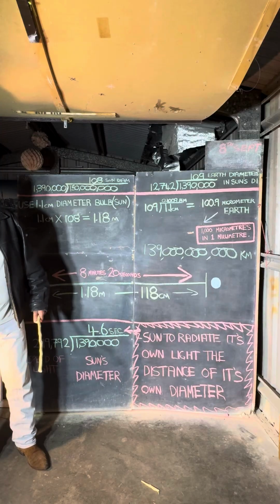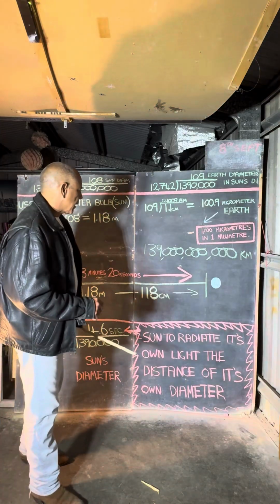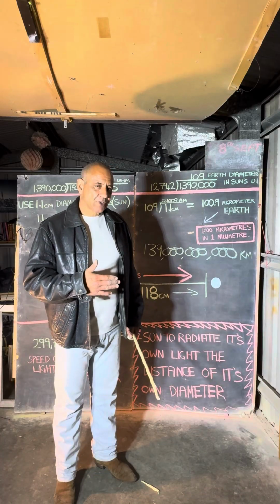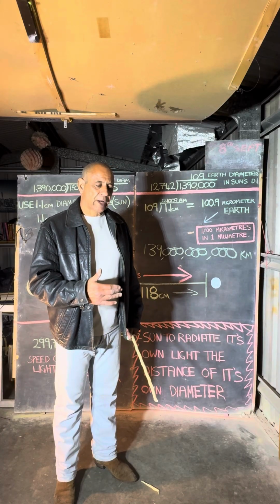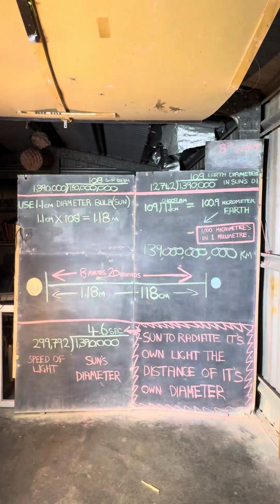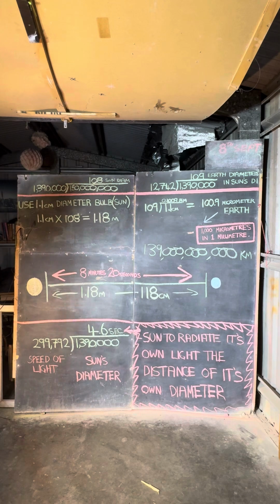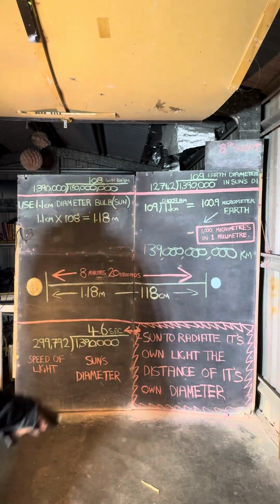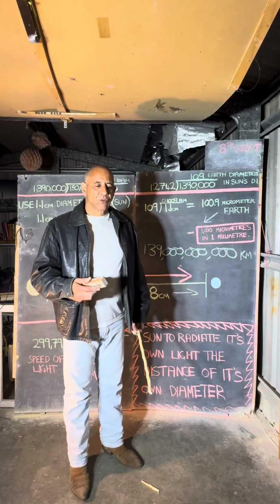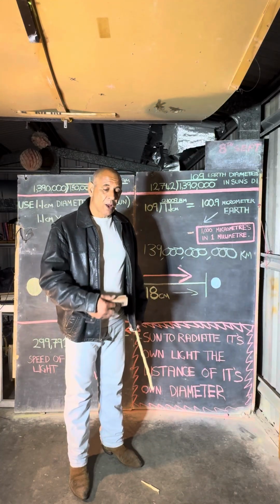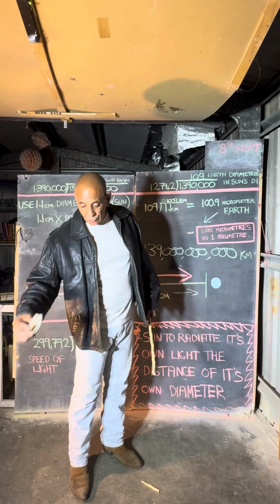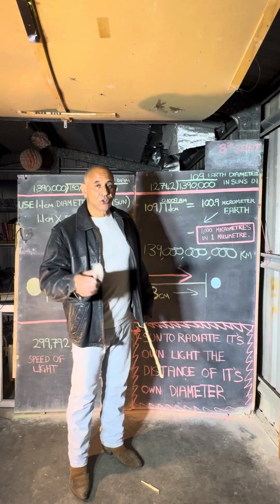And just one more, add one more thing to this. The sun takes 4.6 seconds, right, to radiate its own light the distance of its own diameter. It's so freaking stupid, right? And when I say the bigger a light source gets, the slower it radiates its light in relation to a smaller version of itself. UY Scooty.